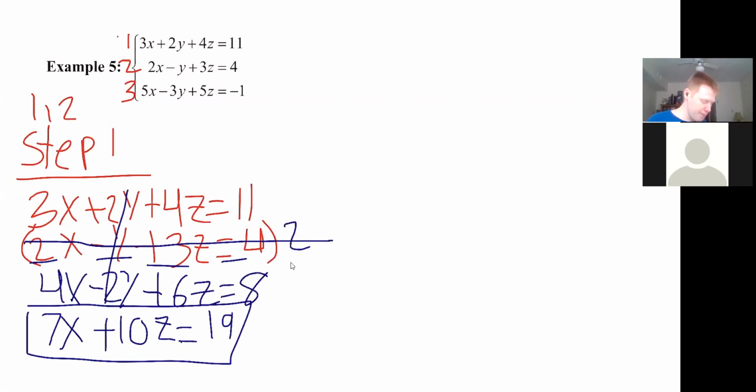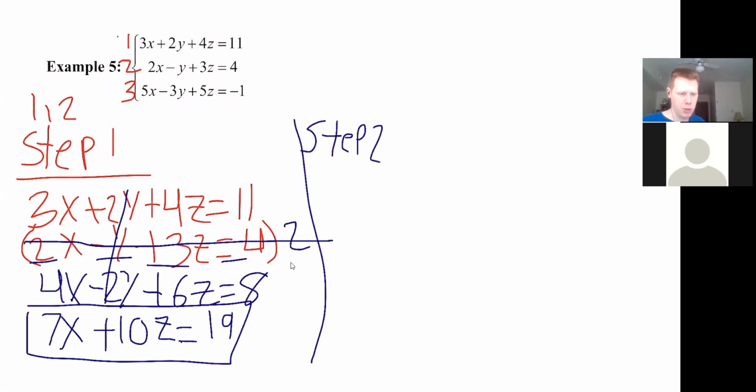For step 2, we're going to pick 2 different equations. We can't do 1 and 2. We have to do either 1 and 3, or 2 and 3. Since we got rid of the y's here, I have to get rid of the y's in whatever pair I pick. Looking at 1 and 3, I have 2y and -3y. Not super nice. I'm going to have to multiply both equations for elimination.